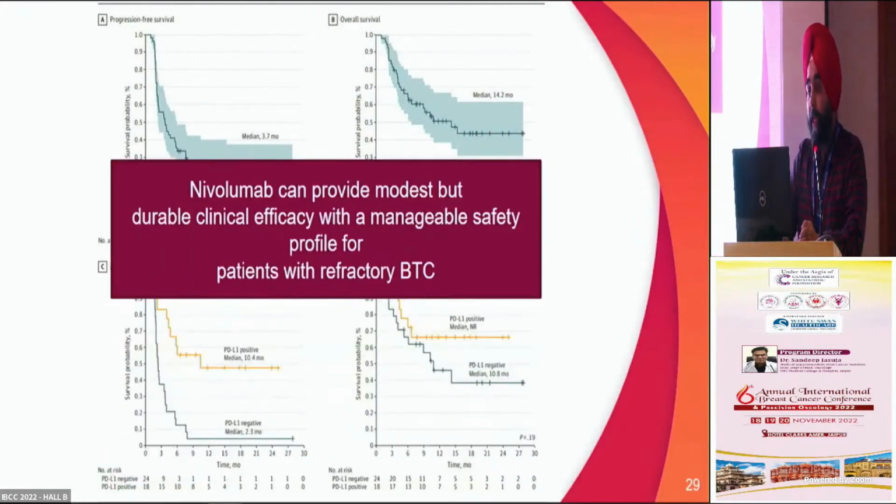So nivolumab can provide modest but durable clinical efficacy with a manageable safety profile in patients who are basically refractory to other first-line or second-line chemotherapy. And when we don't have any option and the patient is still having good performance, you can offer it.